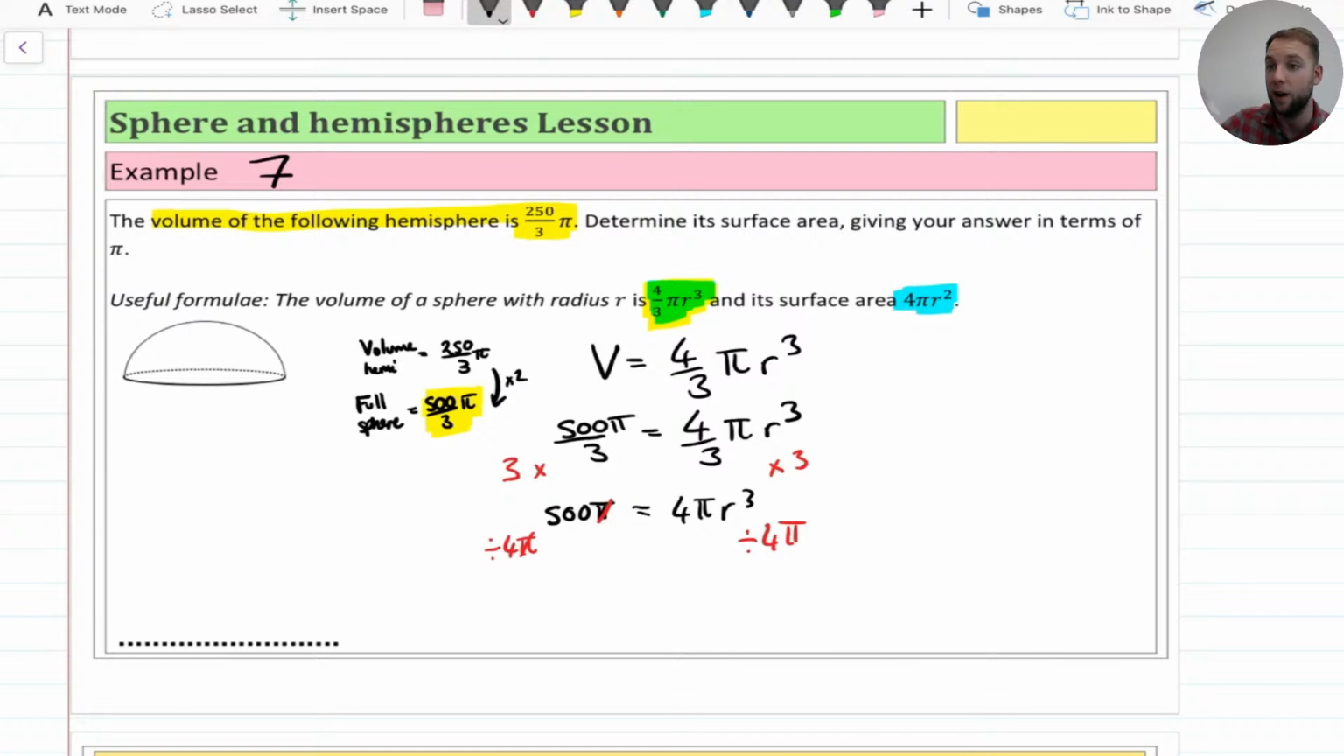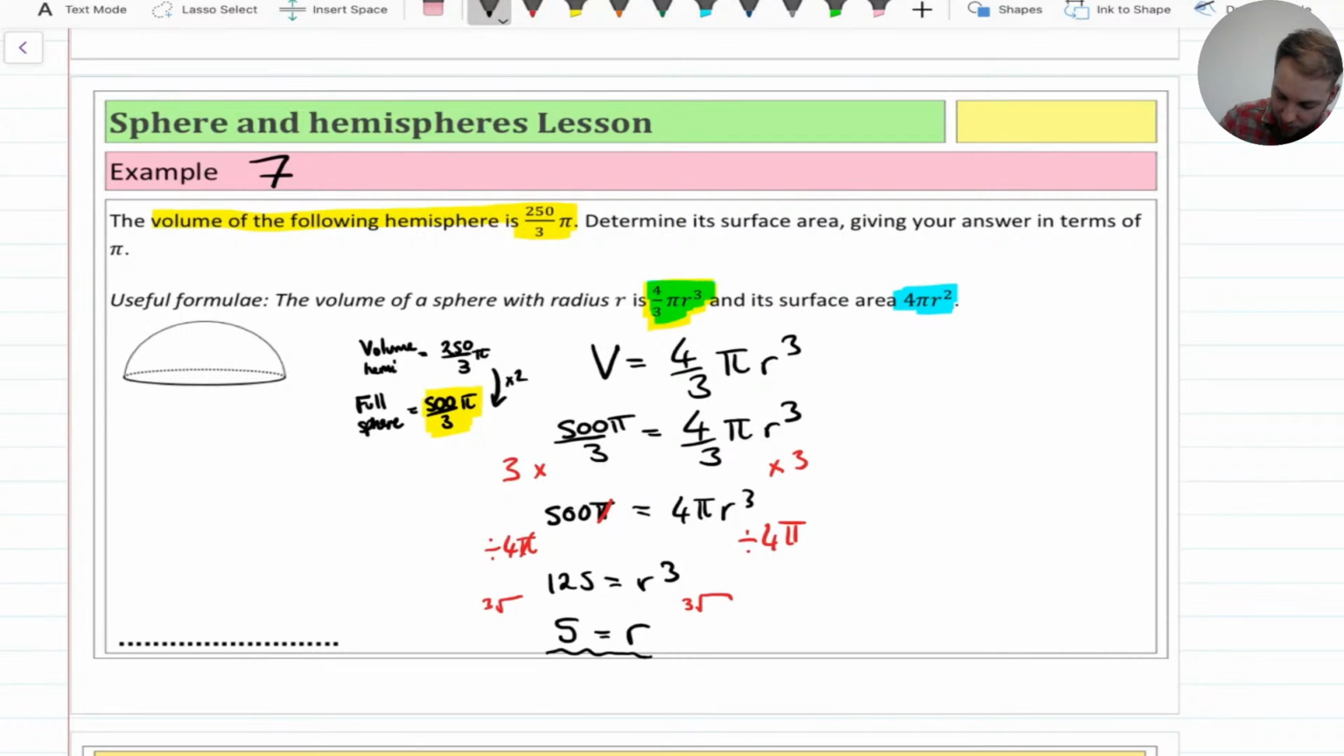Well, if I'm dividing by 4, I half and half again. So 250, 125. So 125 is equal to r cubed. And then the last little part, I need to cube root and cube root. So the cube root of 125 is 5. So I know that my radius is equal to 5.